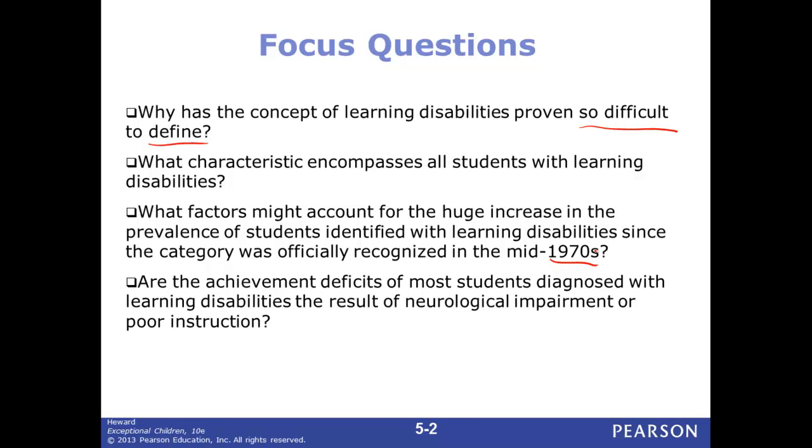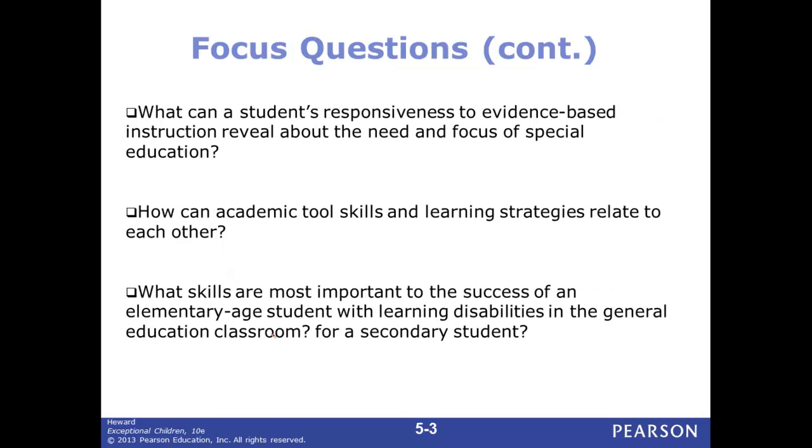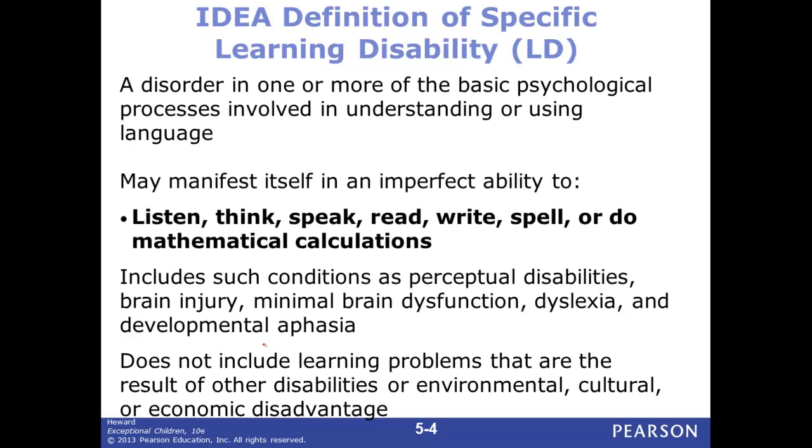Are achievement deficits of most students diagnosed with learning disabilities the result of neurological impairment or poor instruction? And that is really an incriminating piece that they're trying to look at. What can a student's responsiveness to evidence-based instruction reveal about the need for this? How can academic tool skills be addressed, and what skills are most important to the success of an elementary age student with learning disabilities in the general education classroom, and for secondary? So we'll have a look at that.